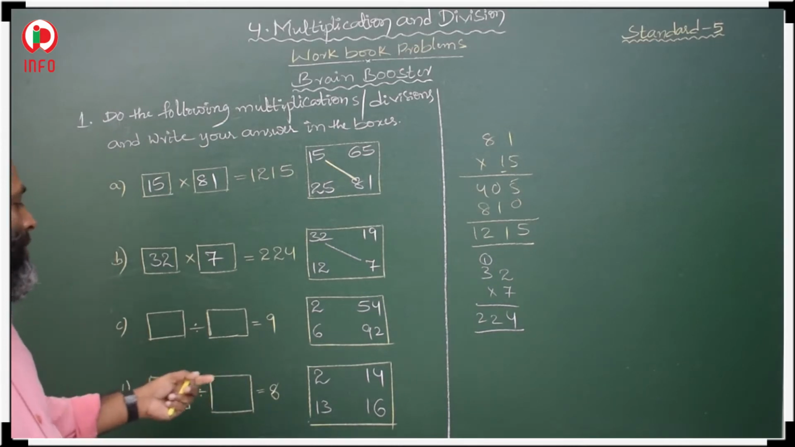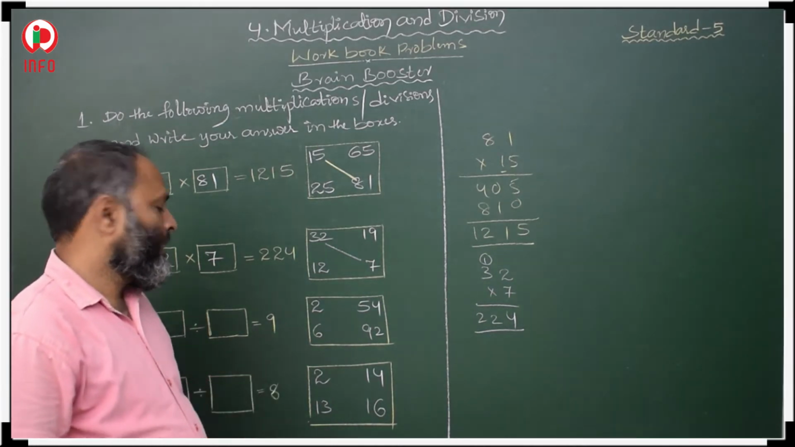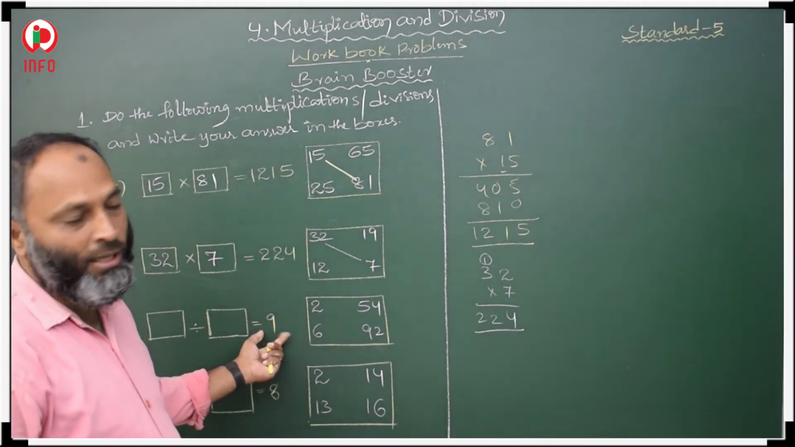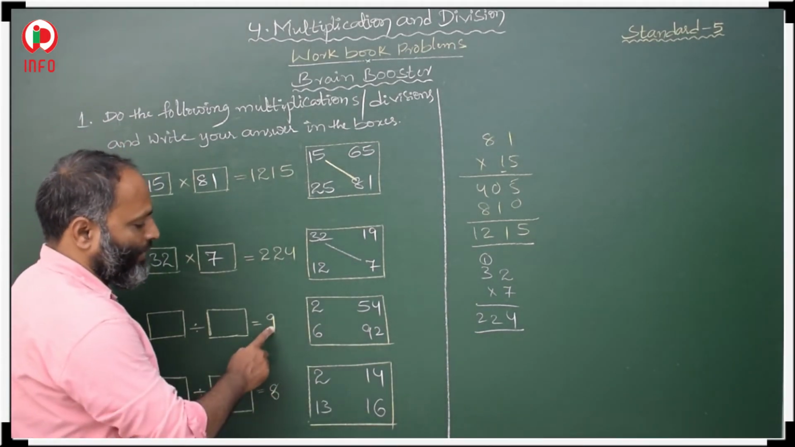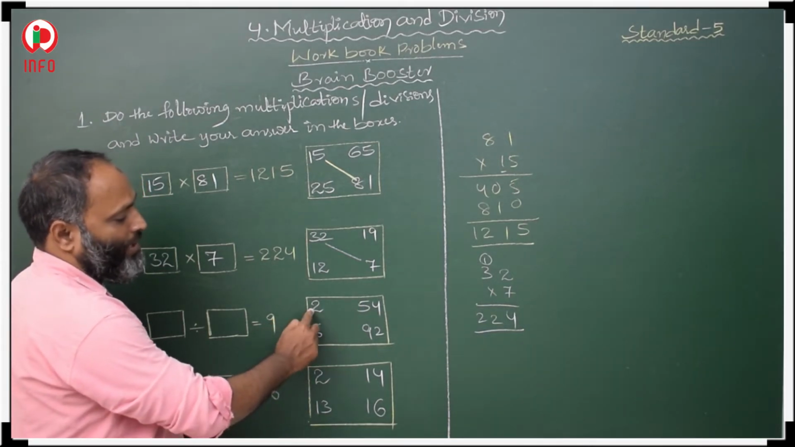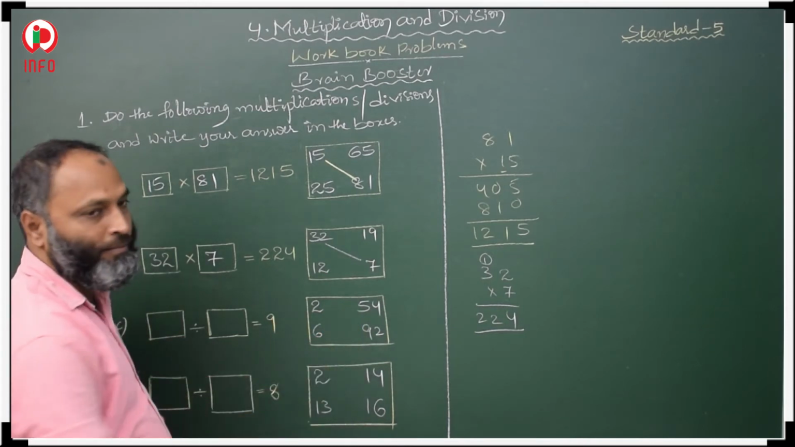Now, here division. What two numbers do we divide so that the quotient is 9? This means we have to multiply this 9 with this number. 9 6... first 9 2s are 18. So no, there is no 18 here.